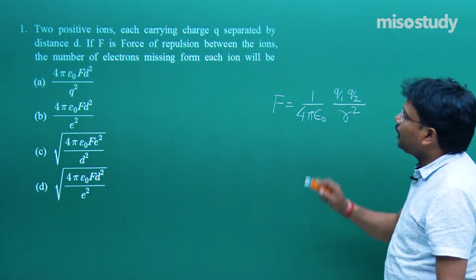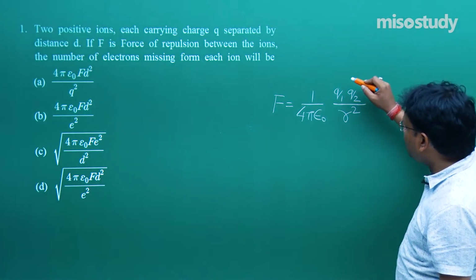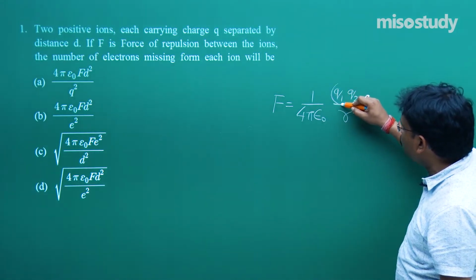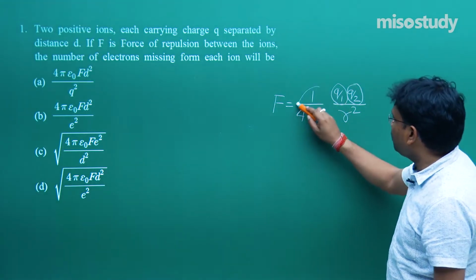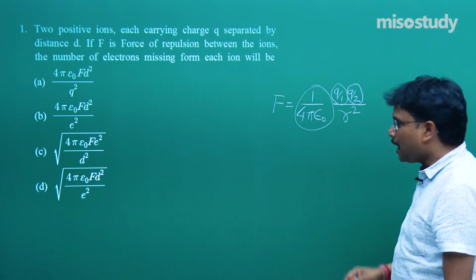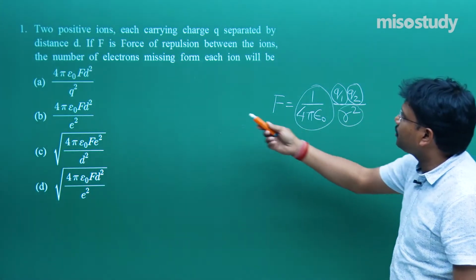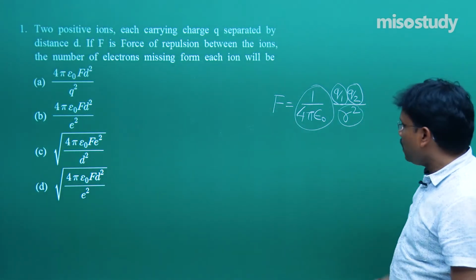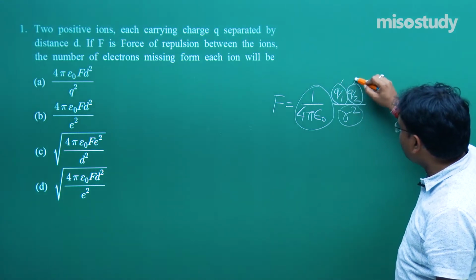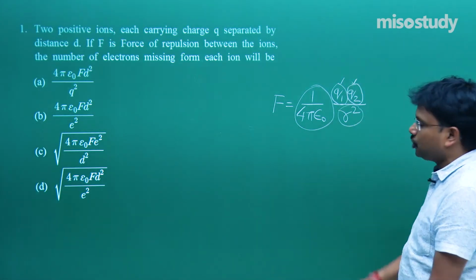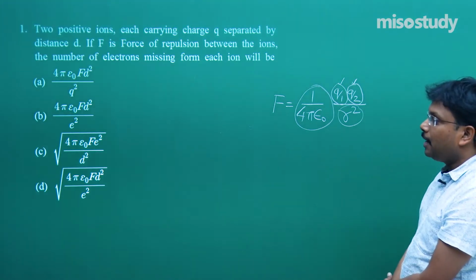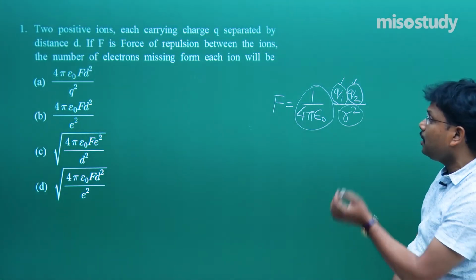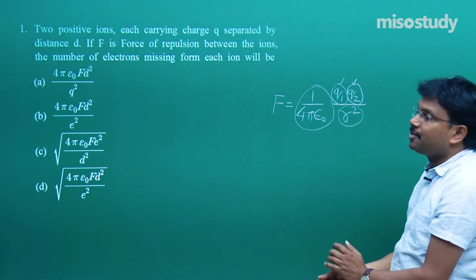You have to find the number of electrons. It means you have to do something here, because this is a constant term, and this is the distance, which is given as d. The problem is, what is the value of the charges q1 and q2, because ultimately you have to find the number of electrons missing from each ion.